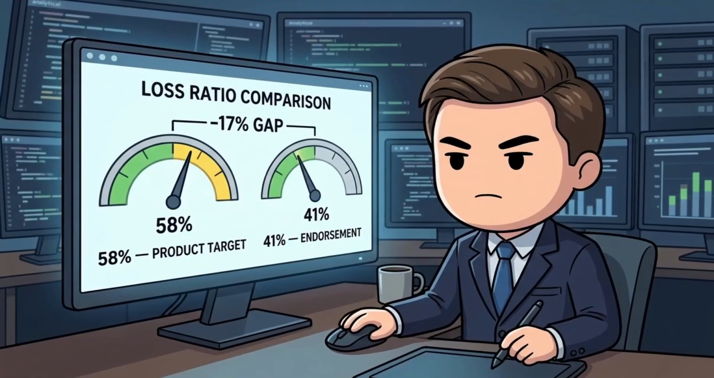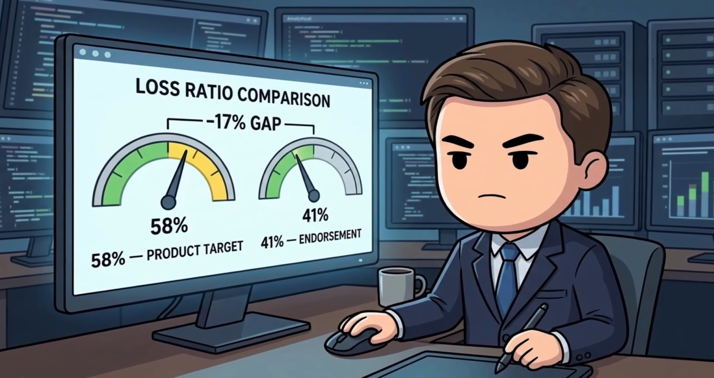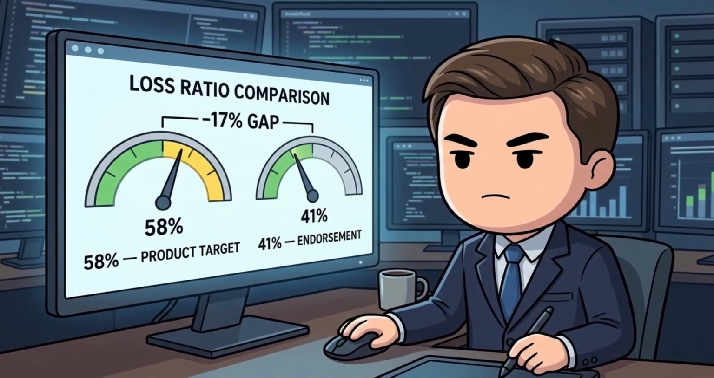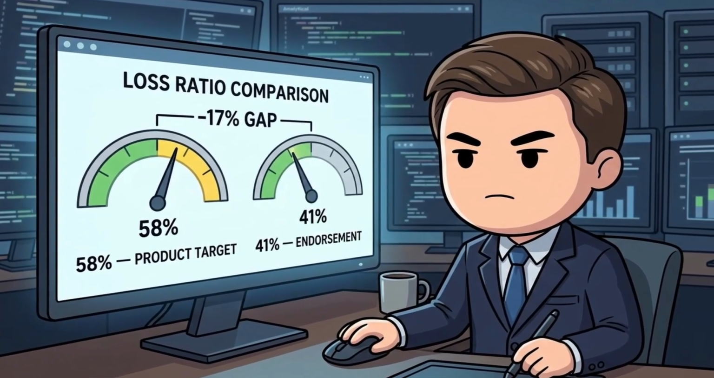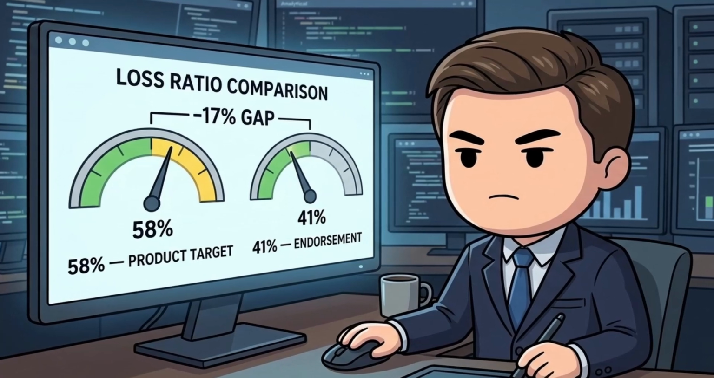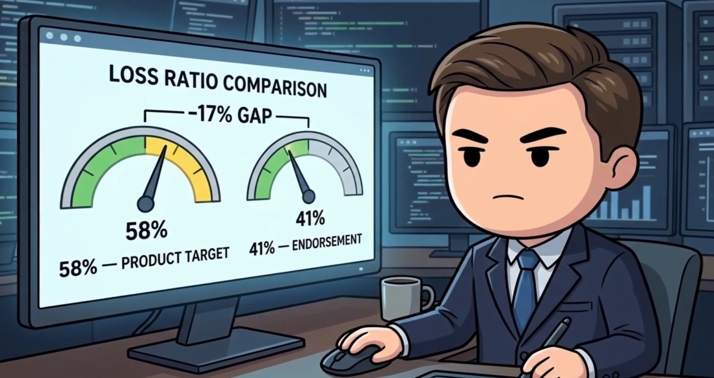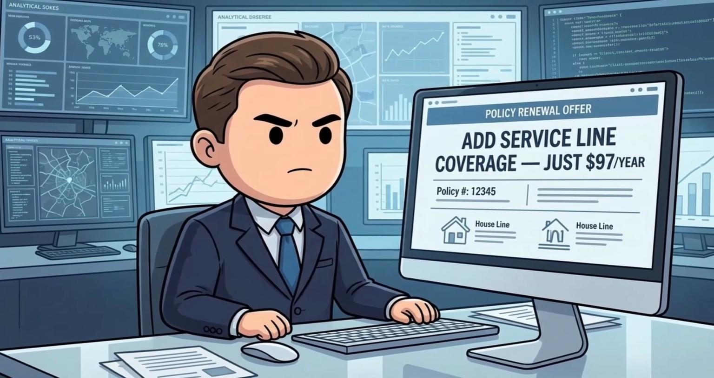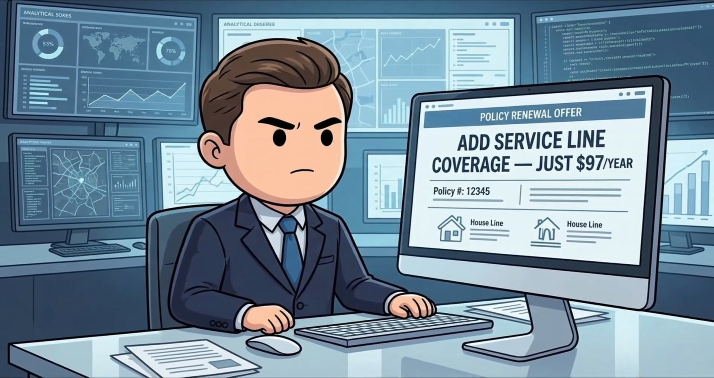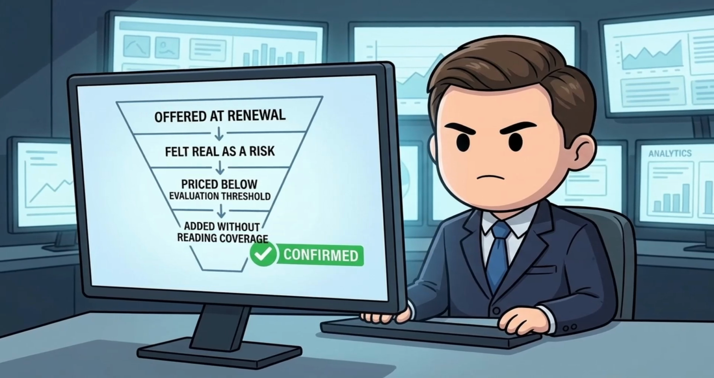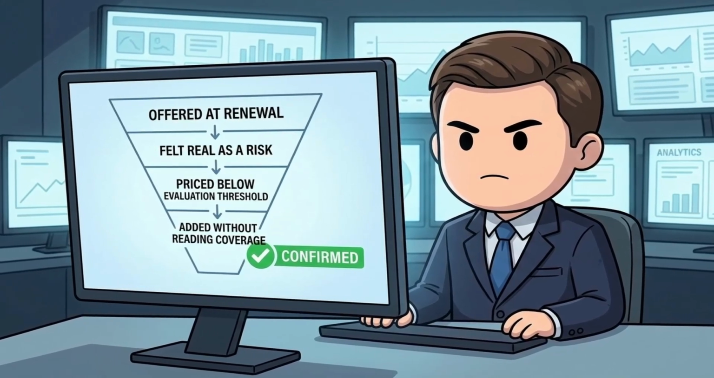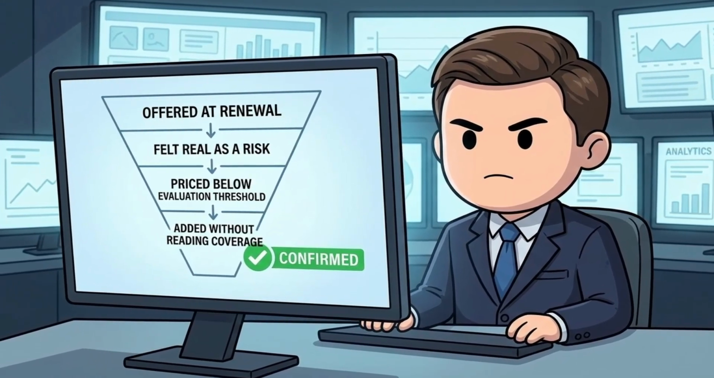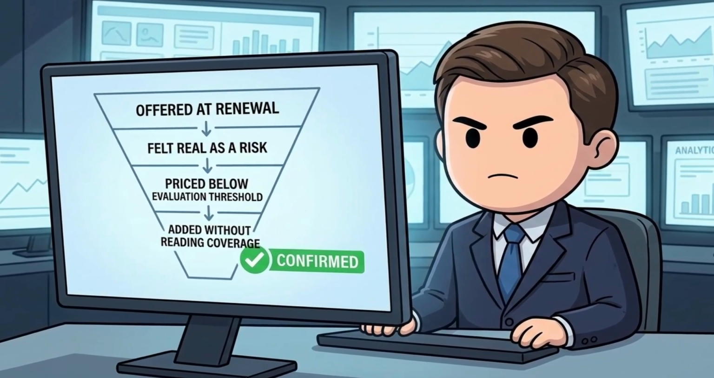The expected loss ratio for this endorsement at scale is 41%. This is significantly below the homeowner's product target and significantly more profitable. The endorsement will be offered at point of renewal. A significant portion of policyholders will add it without reading the coverage description, because it is presented as a protection against a specific risk that feels real and is priced at a level that does not require deliberate evaluation.